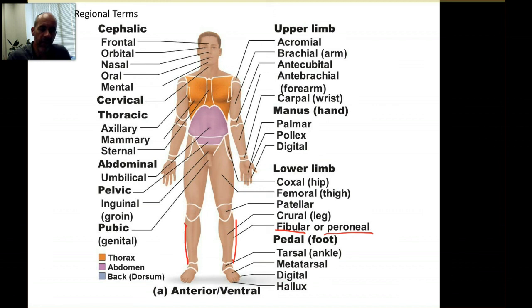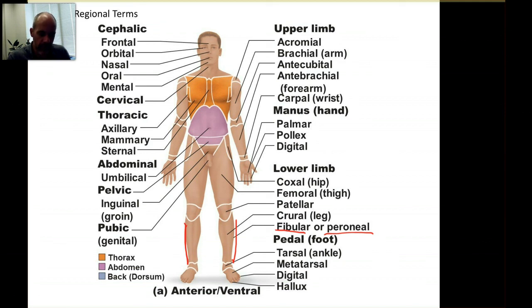So the region on the lateral sides of your lower legs can be called the fibular region or the peroneal region. Peroneal is an older term, but it is sometimes used because you have arteries and nerves that run in that area, and so you do have a fibular artery and a fibular vein on the lateral side of each of your legs.